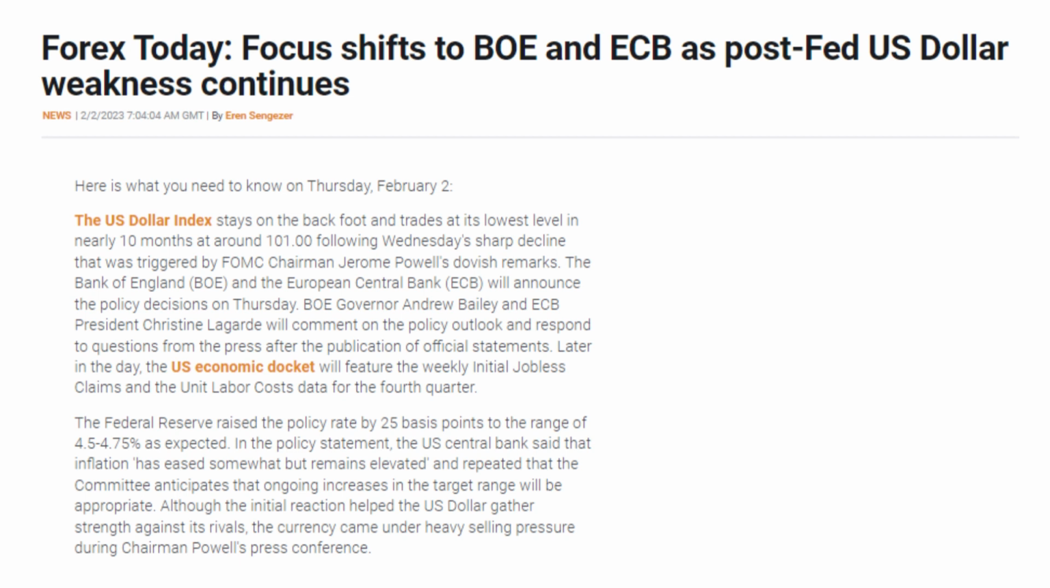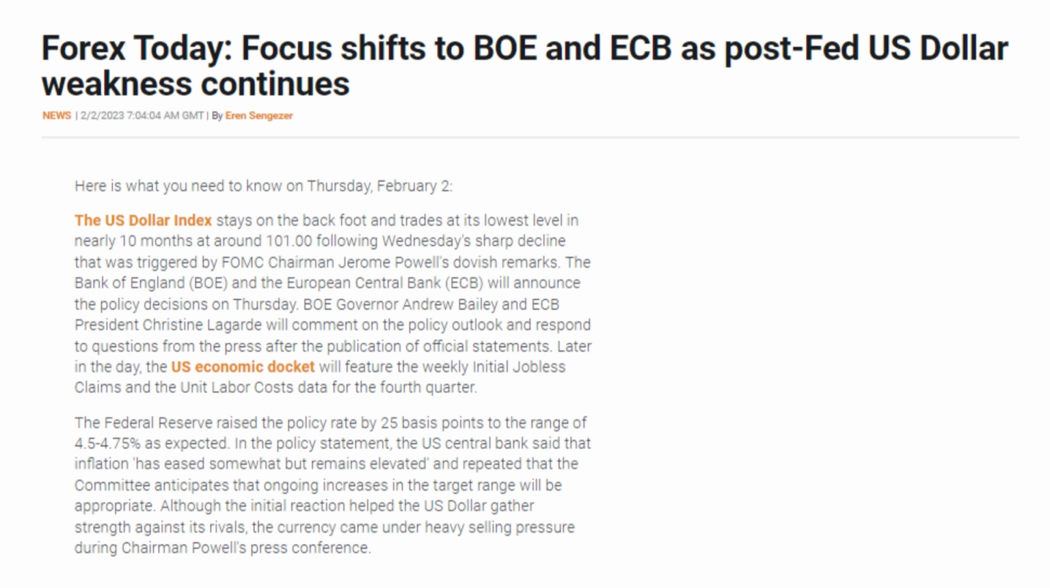The Bank of England, BOE, and the European Central Bank, ECB, will announce the policy decisions on Thursday. BOE Governor Andrew Bailey and ECB President Christine Lagarde will comment on the policy outlook and respond to questions from the press after the publication of official statements. Later in the day, the U.S. economic docket will feature the weekly initial jobless claims and the unit labor costs data for the fourth quarter.